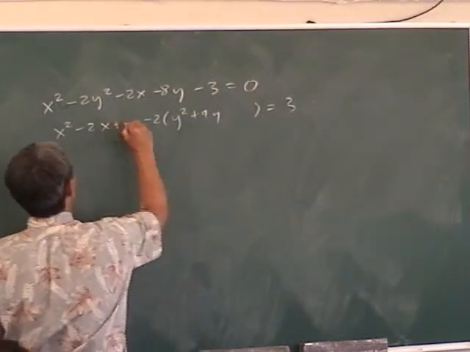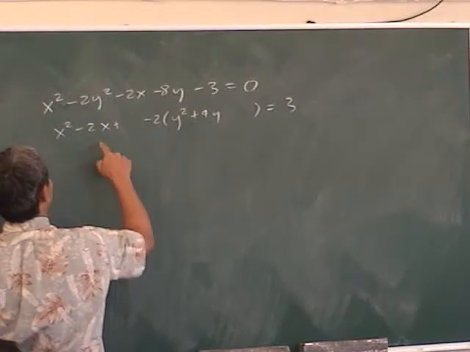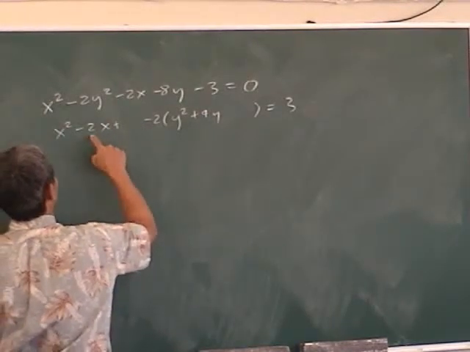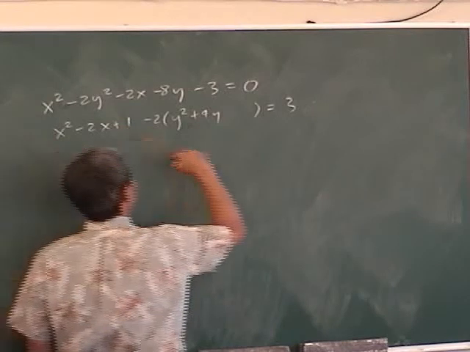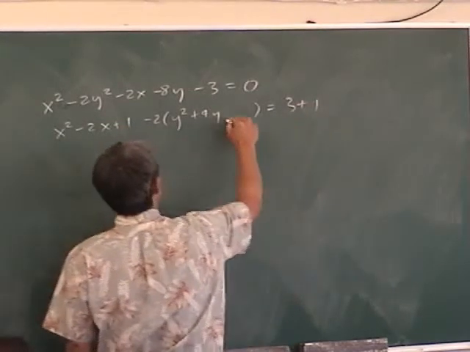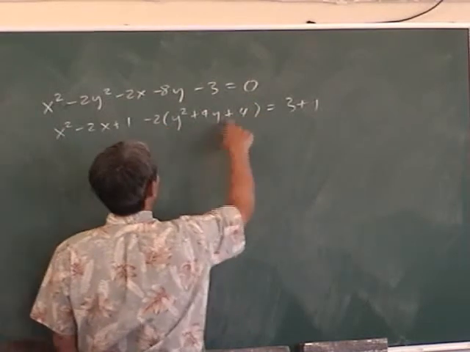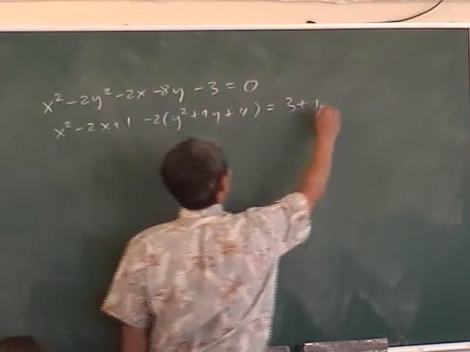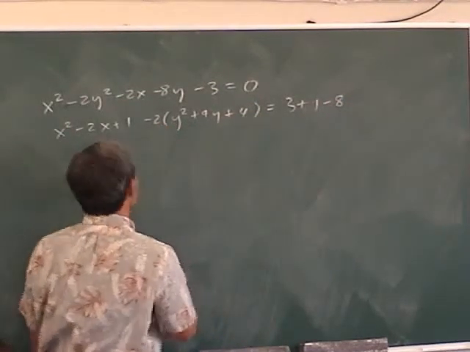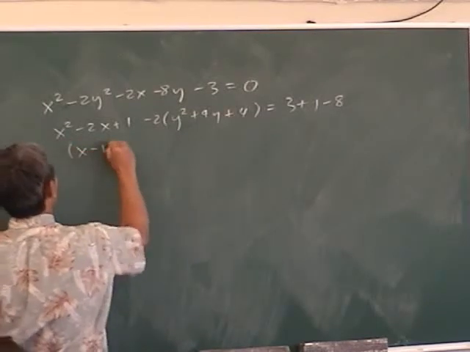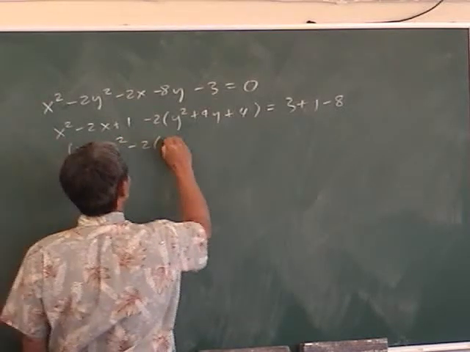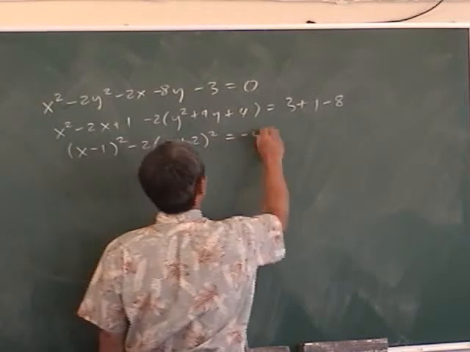Okay, now what do I have to add here to make a perfect square? Take half of that and square it, 1. If you add 1 on this side, you got to add 1 on that side. What do I have to add here to make a perfect square? 4, but what did I actually add? -8. So you got to add -8 to both sides. So this becomes x minus 1 squared minus 2 times y plus 2 squared equals -4.